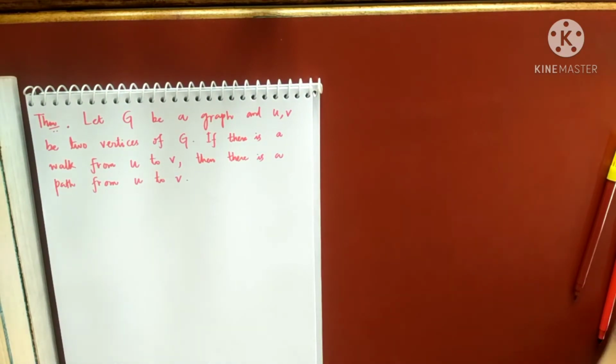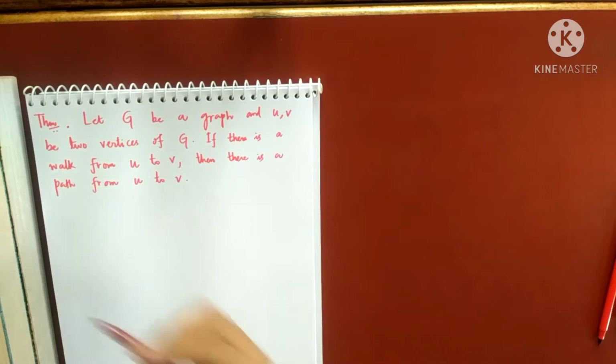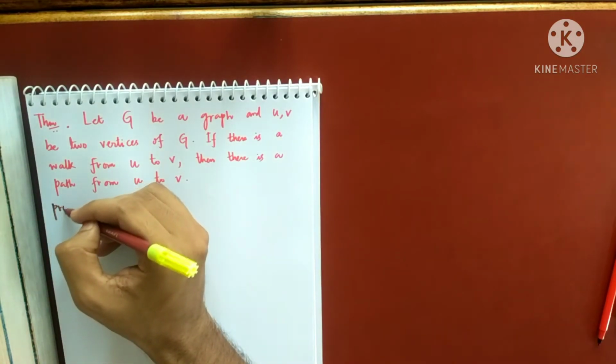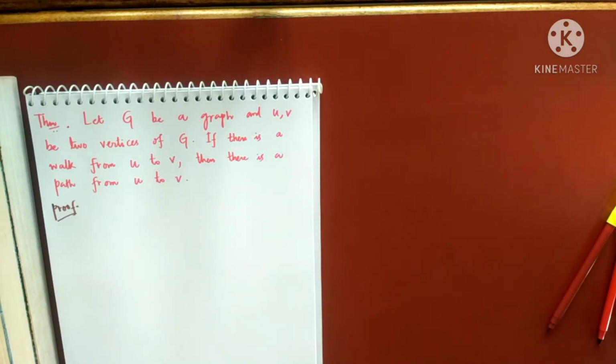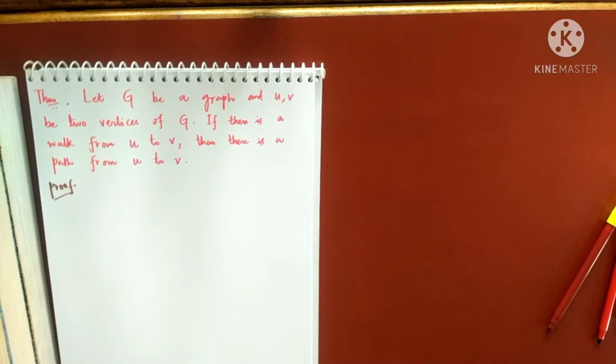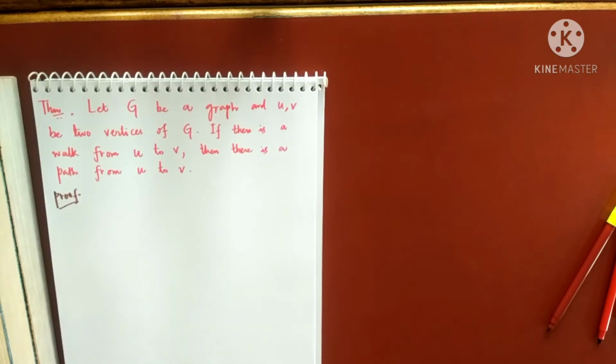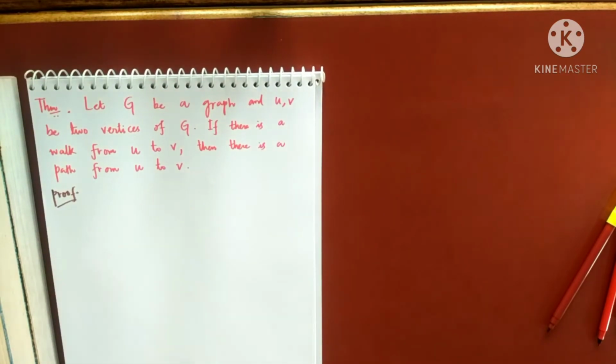The idea is very simple, which I explained in the last example. So whenever there is a U to V walk, there is a U to V path. So this is what the theorem is. So let's do the proof.